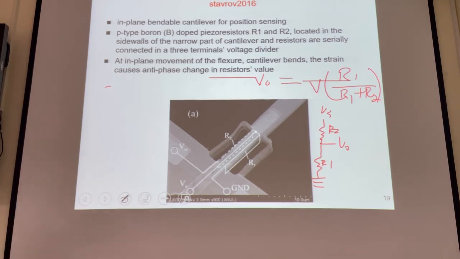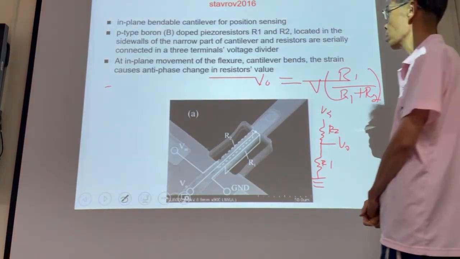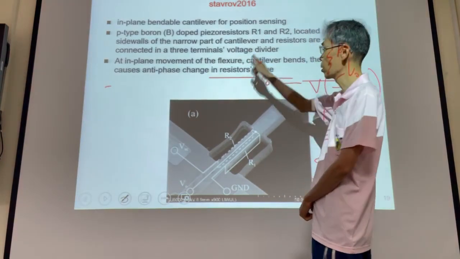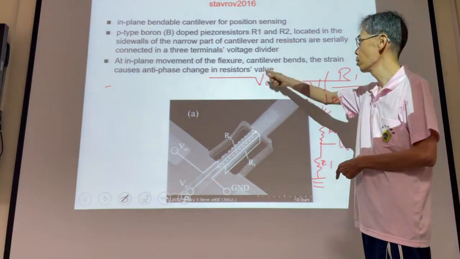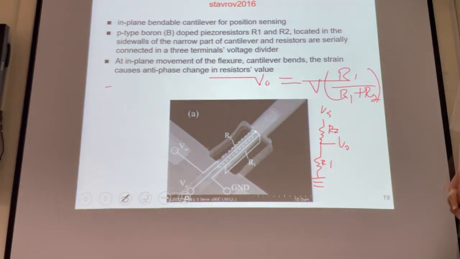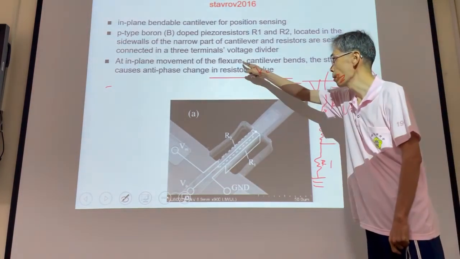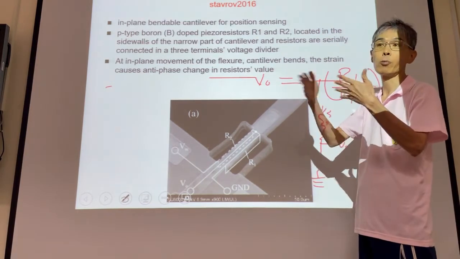Understand? Okay. So this is the voltage divider. Could you read this? And lamp can enable bend, causing any phase change in resistance phase. Okay, thank you. So this is flexible. Flexible is something like a spring.